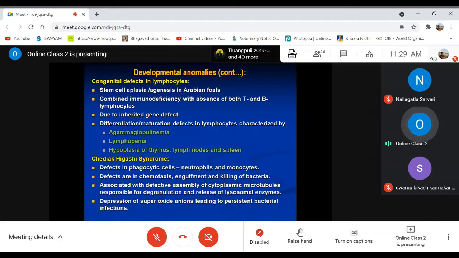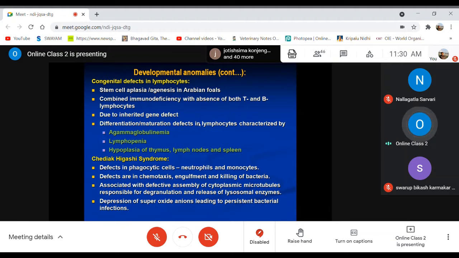There will be differentiation and maturation defects in the lymphocytes, which are mainly characterized by agammaglobulinemia, sometimes lymphopenia, and hypoplasia of the thymus, lymph nodes, and the spleen. These are the main lymphoid organs, the thymus, lymph nodes, and spleen. So there will be a hypoplastic condition of these organs and a reduction in the number of lymphocytes, lymphopenia, right?